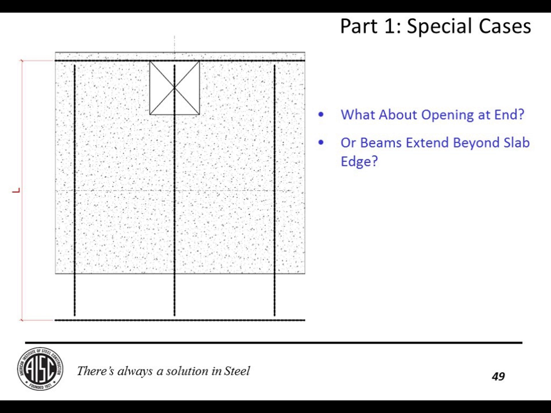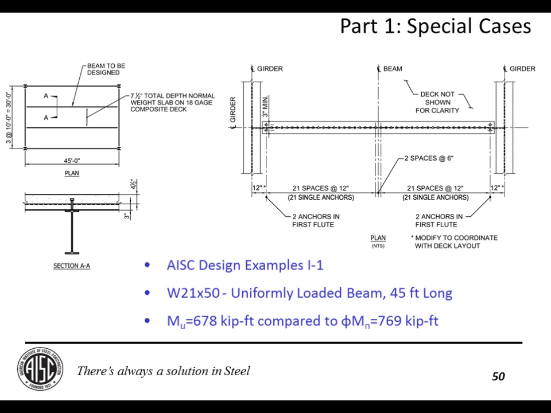But if you want to try to sharpen your pencil a little bit, you can look at something that I call the sectional approach to see what kind of capacity you can still get out of this beam. And in order to demonstrate the sectional approach, I'm going to spring off of AISC design example I-1. This was just a typical W21x50 uniformly loaded beam. It ended up with 42 shear studs on it. The demand was 678 kip-feet compared to the capacity of 769. Right? So reasonably designed beam.